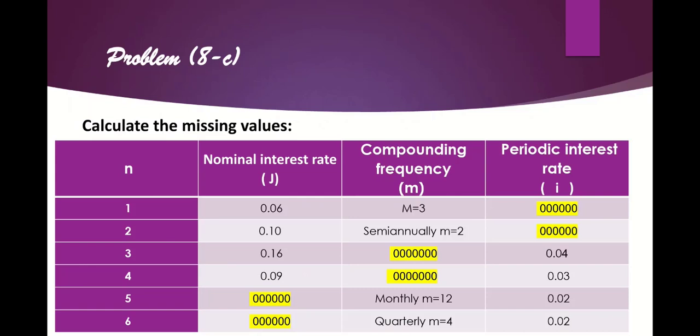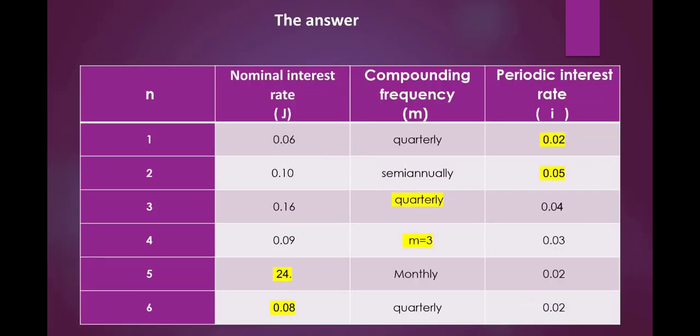So I equals J over M: 6% over 3, and for 2, 10 over 2. For number 3, 16% over 4, and for number 4, 9% over 3. And for number 5, J equals M times I, so 12 times 2. At the last, J equals 4 times 2. This is the answer.